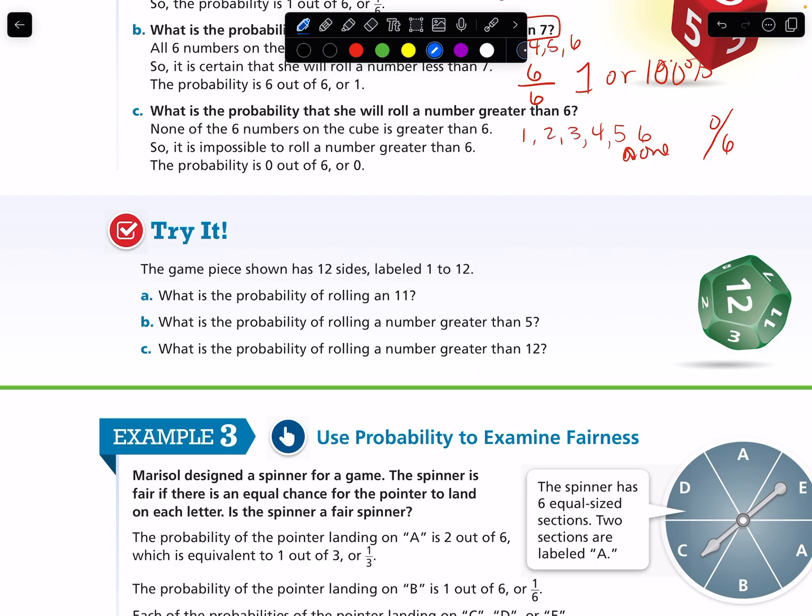So the probability of rolling a 1 out of 12 outcomes is going to happen one time out of the 12 outcomes. What is the probability of rolling a number greater than 5? Well, that would be 6, 7, 8, 9, 10, 11, 12. I'm going to count them: 1, 2, 3, 4, 5, 6, 7. So there are 7 ways out of the 12 ways that I will get a number greater than 5. The probability of rolling a number greater than 12 is 0 out of 12. It is impossible.